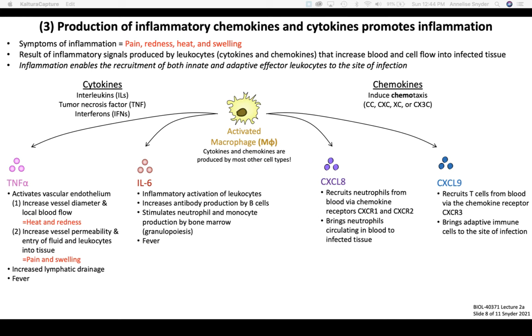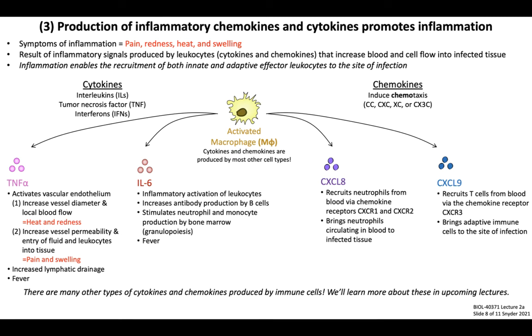Now, note that all chemokines bind to chemokine receptors expressed by responding cells, which are always G protein coupled receptors that are located at the plasma membrane. Two examples of chemokines are CXCL8 and CXCL9. CXCL8 recruits neutrophils from the blood, which express the cognate receptors CXCR1 and CXCR2, and this results in the movement of neutrophils from the vasculature into infected tissues. CXCL9 is responsible for recruiting T cells from the blood that express the chemokine receptor CXCR3, therefore resulting in bringing a very important subset of adaptive immune cells to the site of infection where they can execute antigen-specific effector functions.